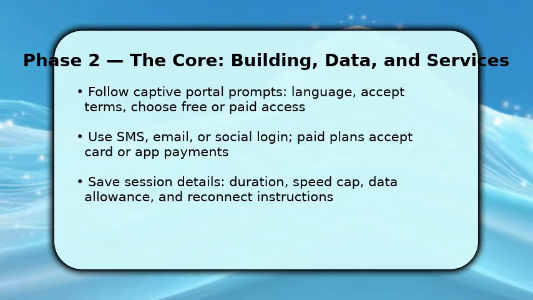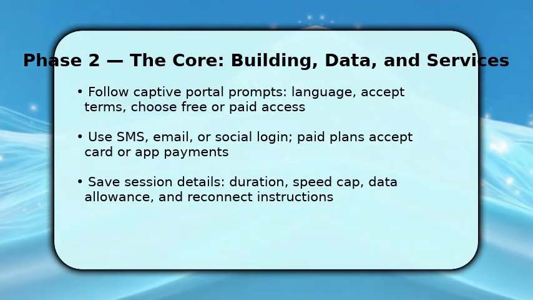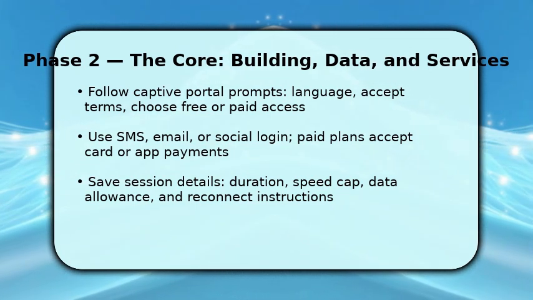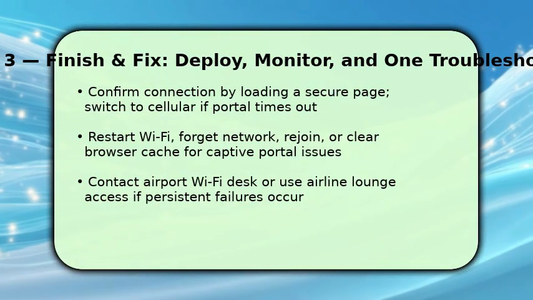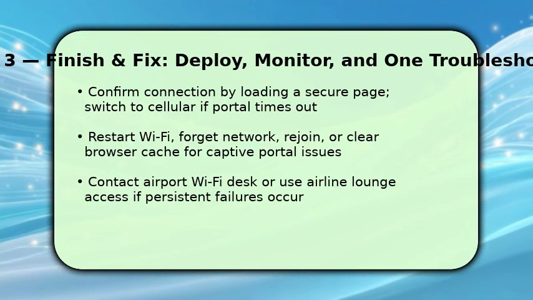If asked, permit pop-ups. Some confirmations appear as new windows. Then test a web page to confirm connectivity. To finish, load a secure site to confirm the session is active. If the portal times out, switch briefly to cellular and retry the captive page.